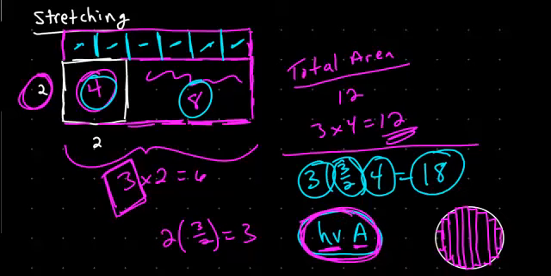7:37. I think I'm going to end it with that one, and we're going to use the trapezoid and this idea of stretching in the next video to try to derive a formula for the area of a circle. So that one's going to be fun. I'll see you there.